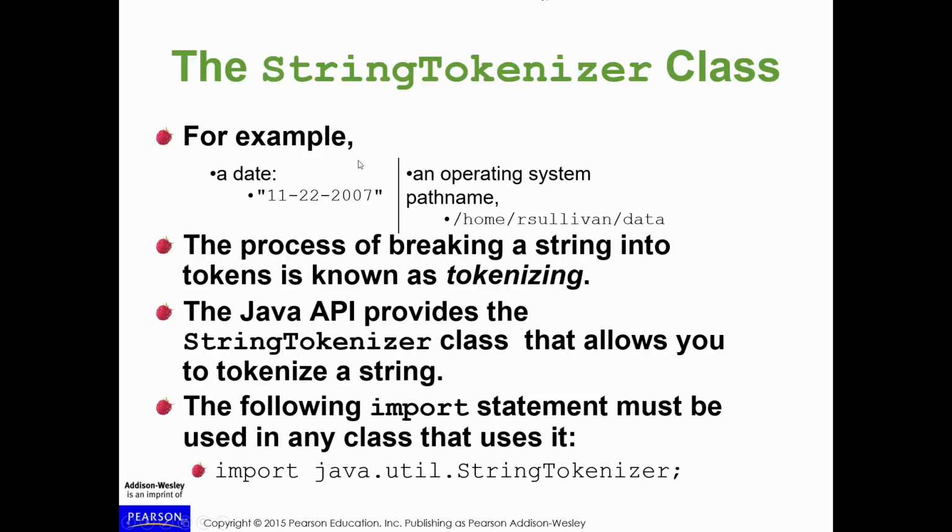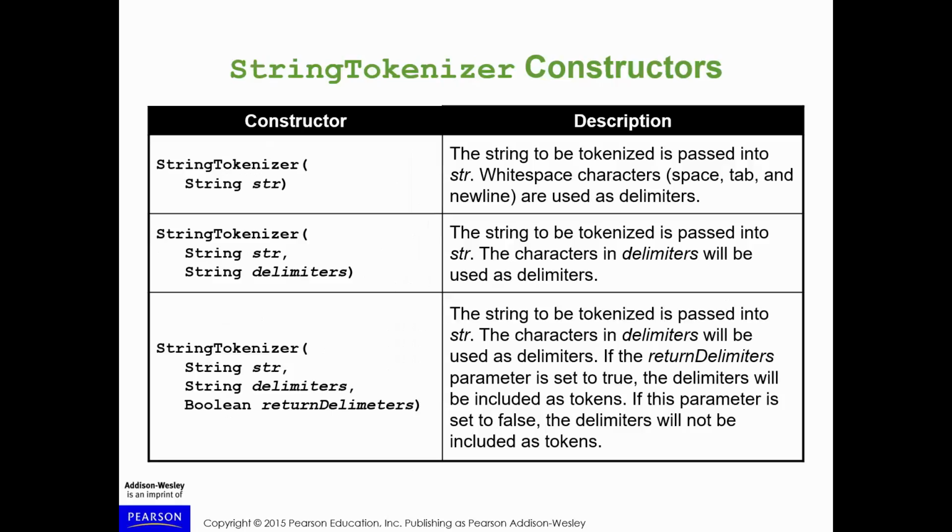All right. What if we wanted to break this date into its 3 components? Well, we've got a natural token right there, which is the dash. If we're working with a path name, we've got a natural token, which is the slash, etc. If you want to use any of these, you must import java.util.StringTokenizer into your program.